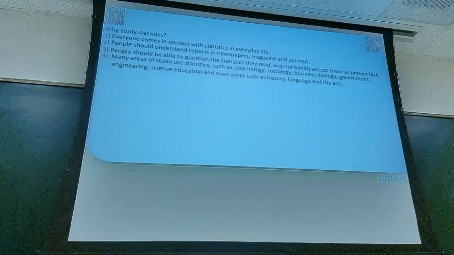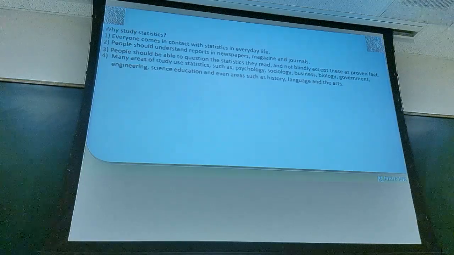A lot of areas actually use it, particularly if you're doing any kind of research, you're using statistics. What is statistics? Well, it's just the science of collecting, organizing, summarizing, and analyzing data to draw conclusions.